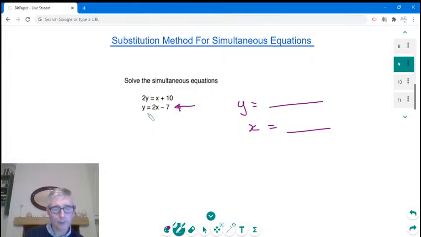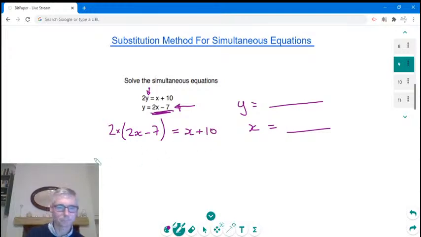So if it's in the form y equals something or x equals something, then it's quite easy to use the substitution method. And what we can do, we replace the y in the first equation by 2x minus 7, because that's what we're told it's equal to in the second equation. So we end up with 2, and then instead of y, I'm just going to write a bracket, and I'm going to put this 2x minus 7 inside it, and then that's going to equal x plus 10. So we've got an equation which has only got x's in. So that's what's good about this.